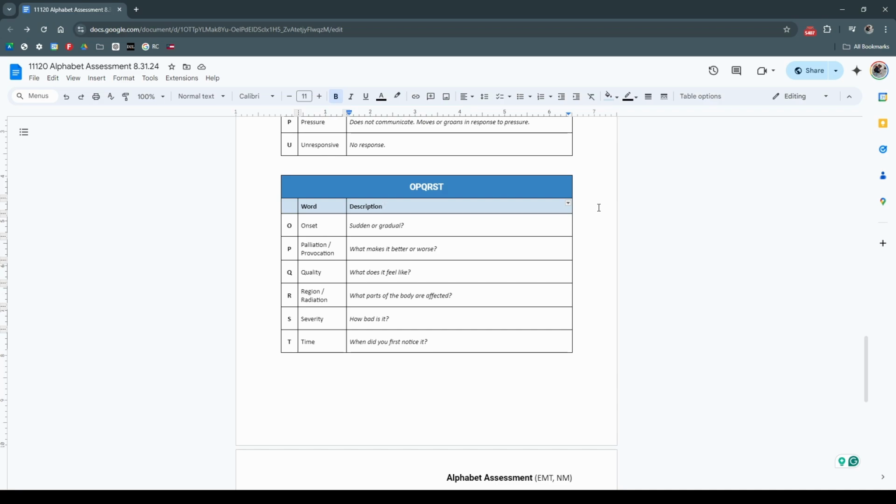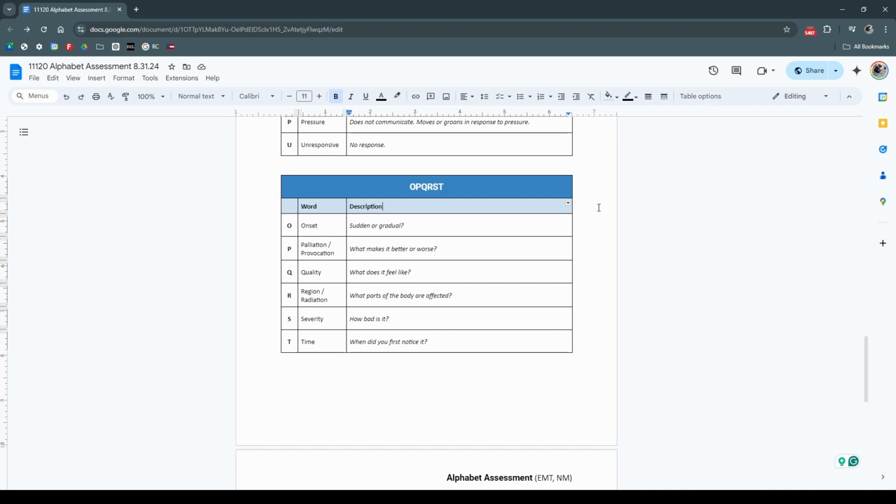S for severity is really a scale of 1 to 10, or minor, moderate, or severe. And quality is kind of describing exactly what it feels like. We'll get into this more later, but to put it simply, quality is often determined by just asking, hey, would you say that this is a sharp pain, a dull pain, or burning sensation, things like that, to really figure out how it feels.